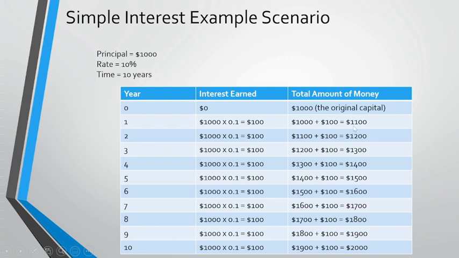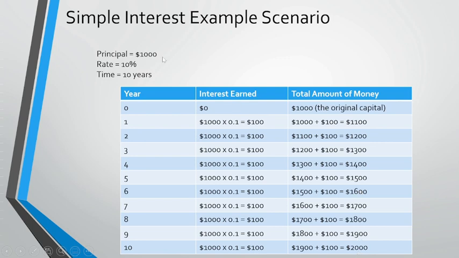Now we have the total amount of money. The total for year one is $1,100. We add the $100 of interest we earned this year, year two, to the total amount of money we had last year, and now we have a total of $1,200. That's the $1,000 we started off with, the $100 from interest for the first year, and the $100 from interest from the second year, and so on. We just keep adding that, and you can see 1,100, 1,200, 1,300, 1,400, 1,500, 1,600, 1,700, 1,800, 1,900, 2,000.